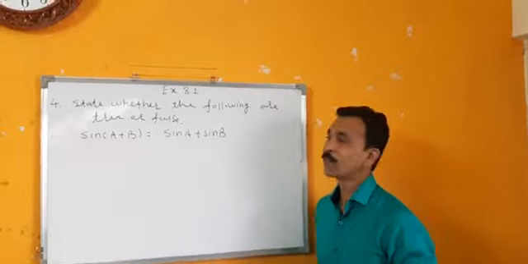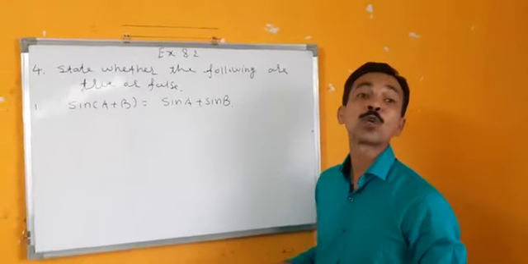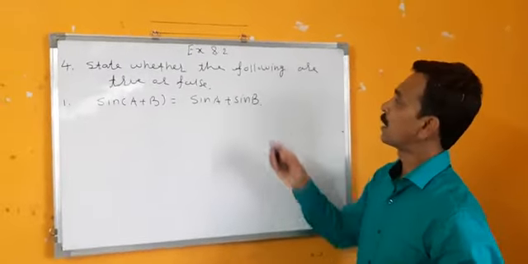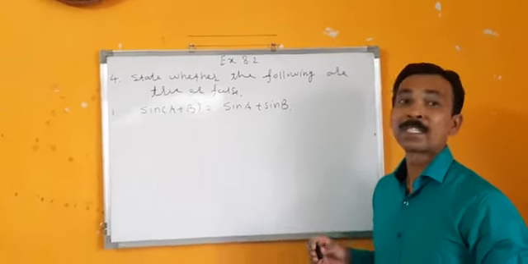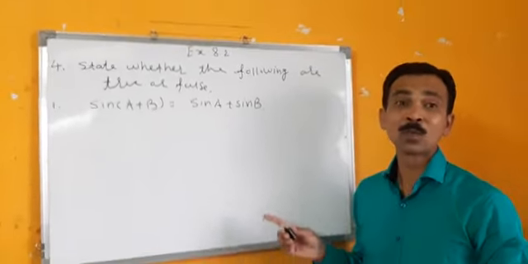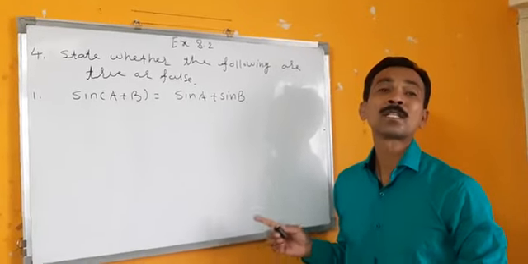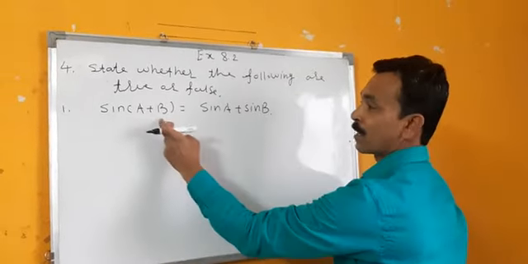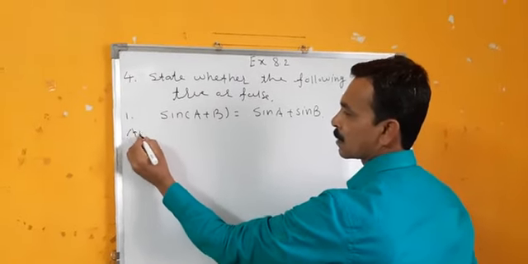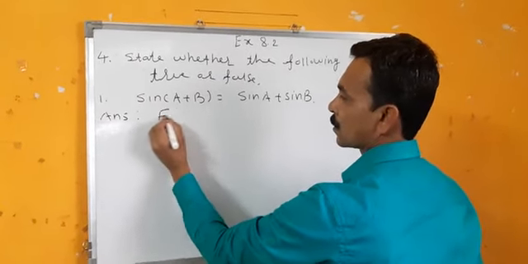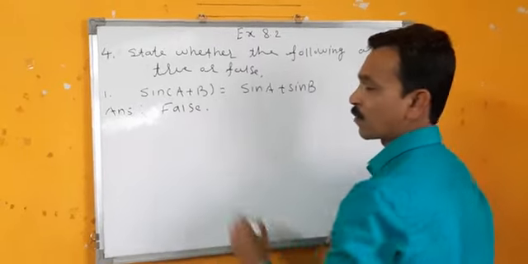The last question of exercise 8.2, that is true or false. State whether the following are true or false, and you have to justify your answer. If it is true, what is the reason? If it is false, what is the reason? Sine of A plus B is equal to sine A plus sine B. Answer is false. Now why false? So we will come to know.